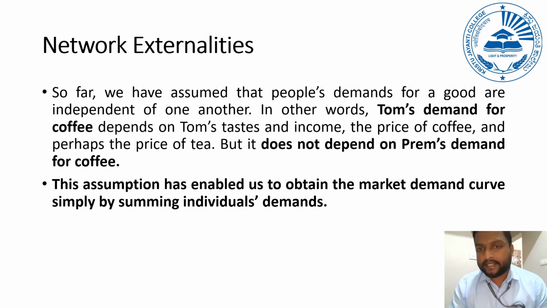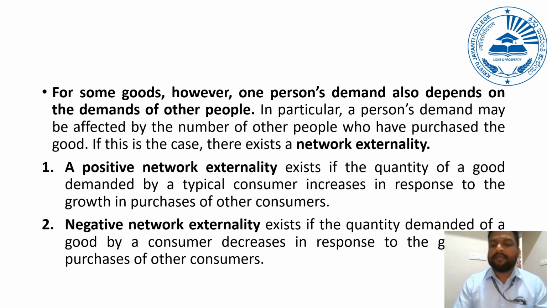When this assumption is violated, we have the situation that one person's demand is affecting other person's demand. Basically this kind of situation, we call it network externalities. And network externalities, we can divide into two. First one is positive network externalities. Positive network externalities is basically when the purchase of one particular commodity by some consumers leads to increase in demand for other consumers. So that is positive network externalities.